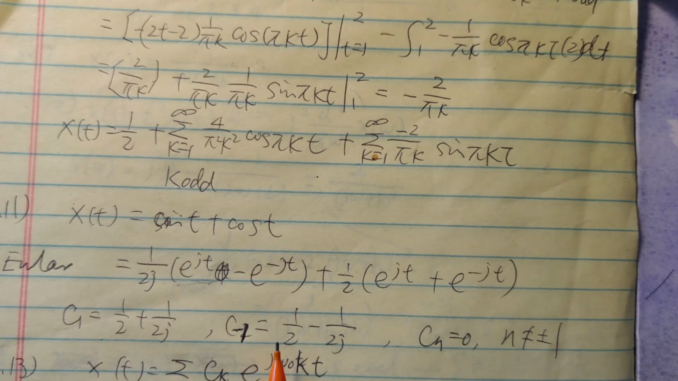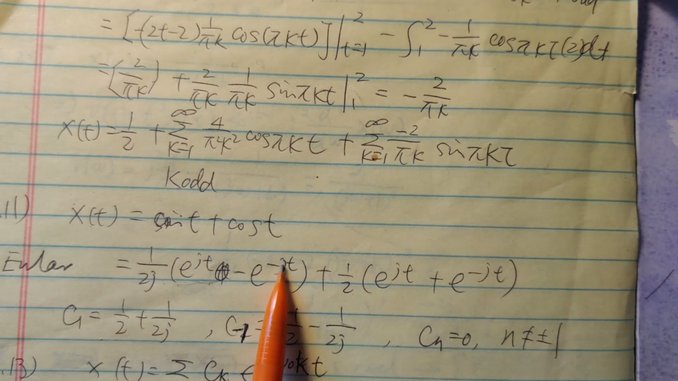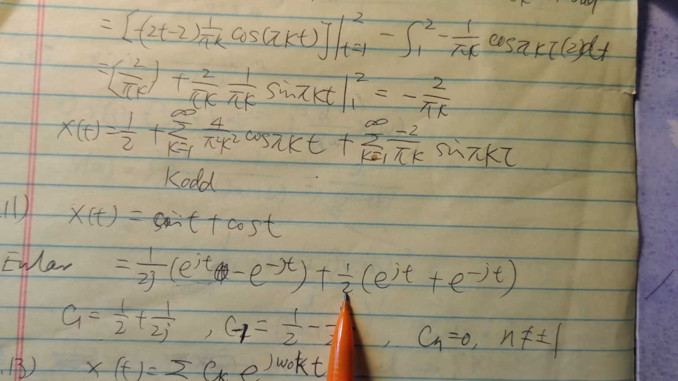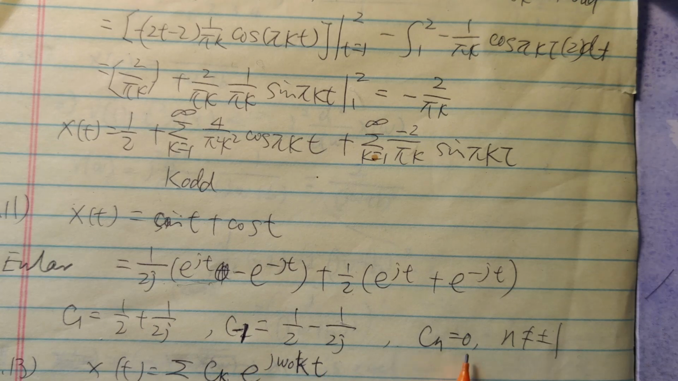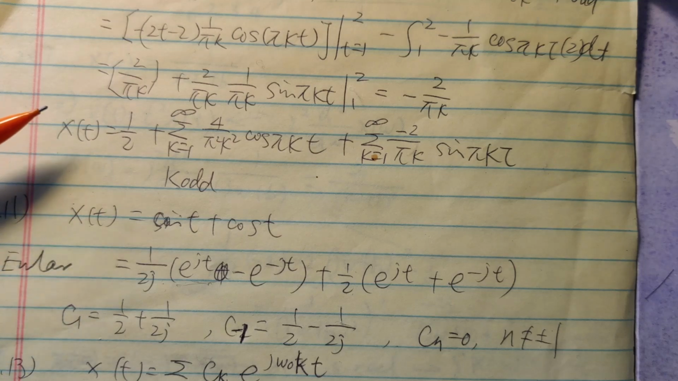So combine those two together, we get c1 is half plus 1 over 2j. Same thing here, e^{-jt}. Combine those two, we get c_{-1}. So here c_{-1}. All other coefficients are 0. So we call this method inspection. So number 1 is from definition. Number 2 is the inspection method.